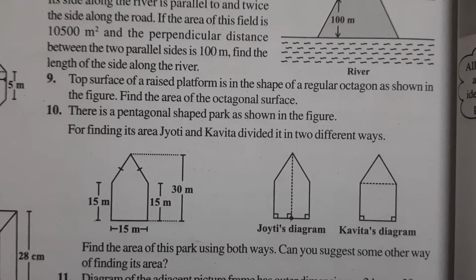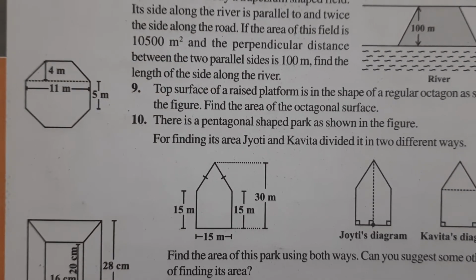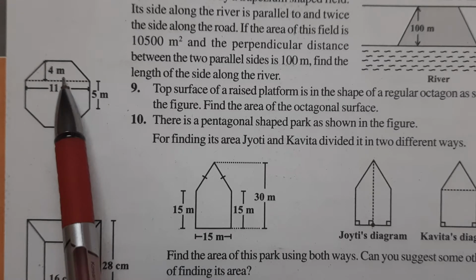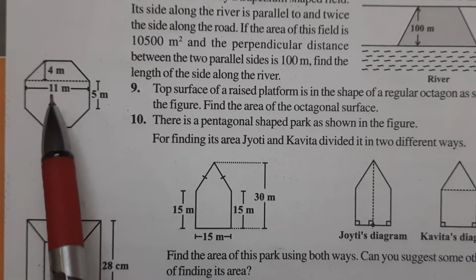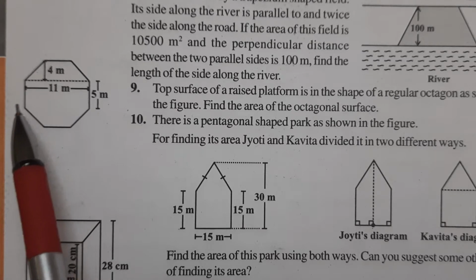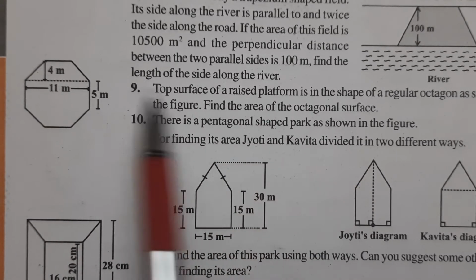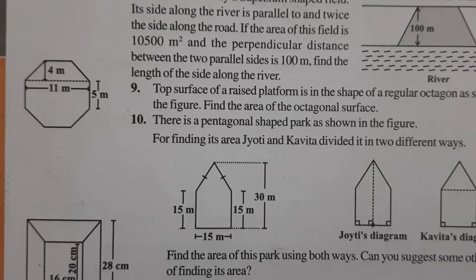Question number 9 says, the top surface of a raised platform is in the shape of a regular octagon as shown in the figure. Find the area of the octagonal surface. So here you can see the figure. This is a regular octagon. Regular means all the sides will be of the same measure. So for this octagonal platform, we have to find the area.